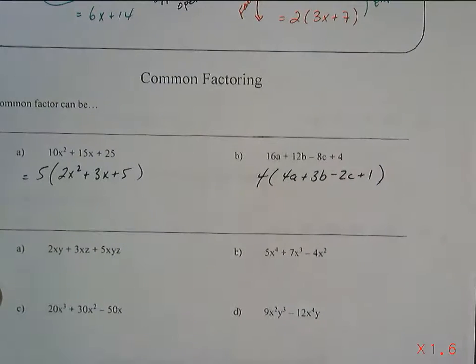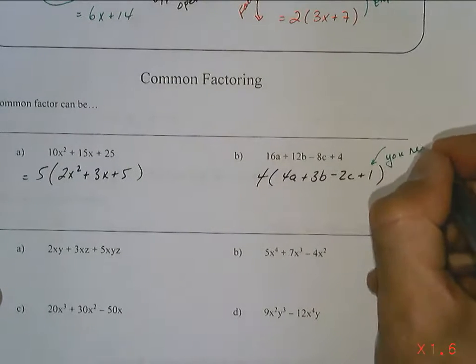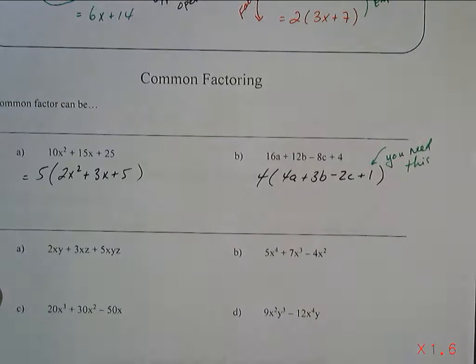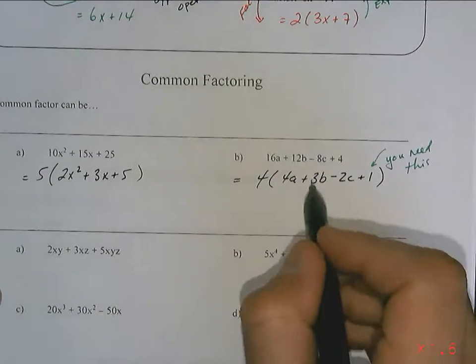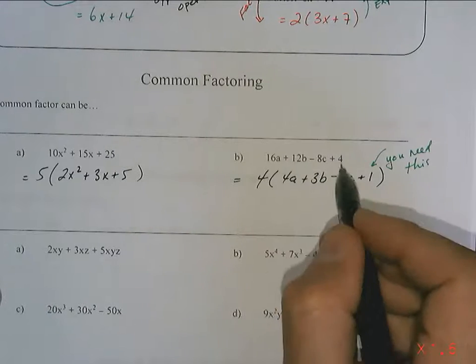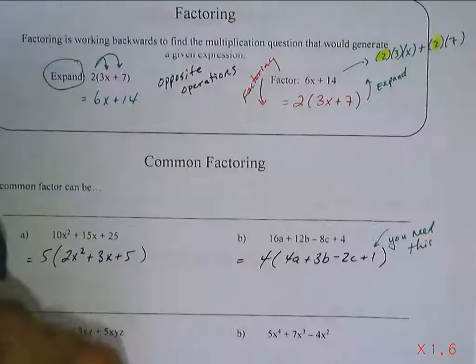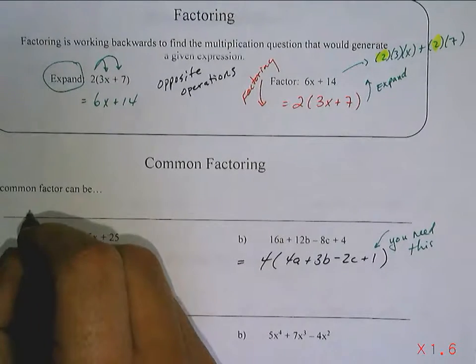Don't forget that 1. That's a placeholder. You need this. If you don't have this, it is wrong. And when you go to expand it, you'll see why. I need 16a, 12b, negative 8c, and without that 1, I ain't getting that 4. Okay, so a common factor can be a number.